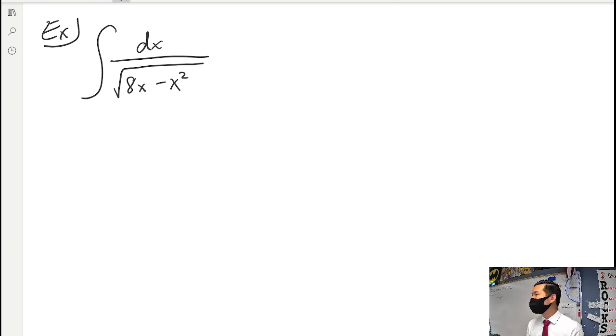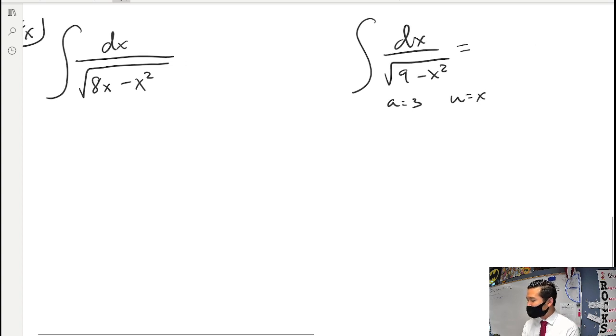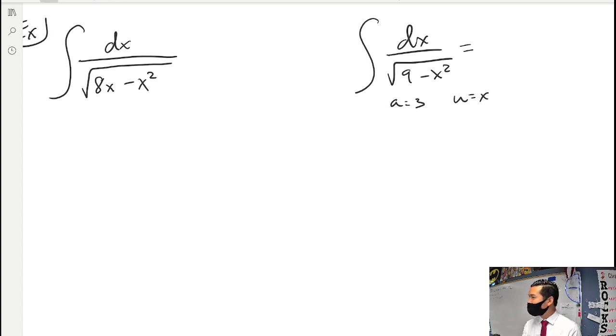Not always hard to complete the square. Here's the thing. If I gave you a problem that looked like this, dx over the square root of 9 minus x squared, you can kind of tell this is going to be the arc sine. And you can see that this a right here is equal to 3, and u is just equal to x. So the antiderivative of arc sine, do you remember what it was? I think it was 1 over 3, or whatever 3 is.